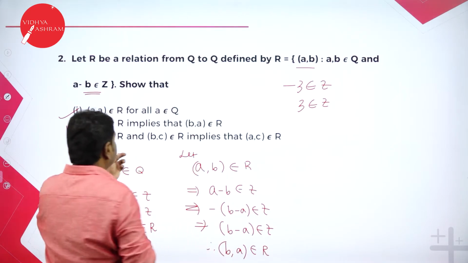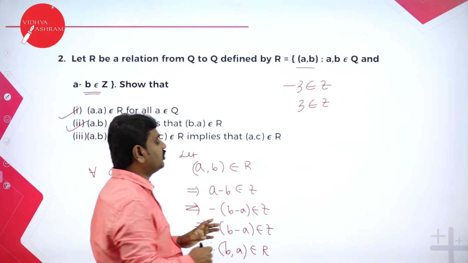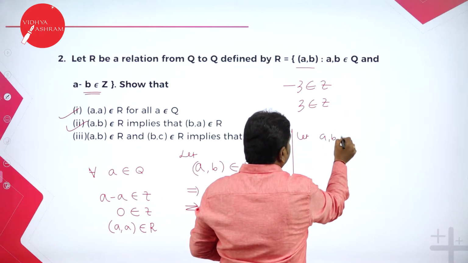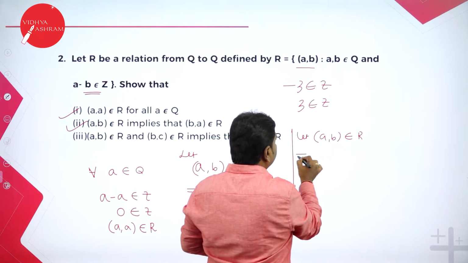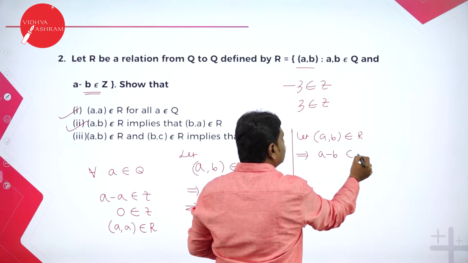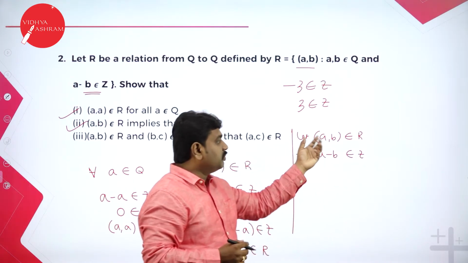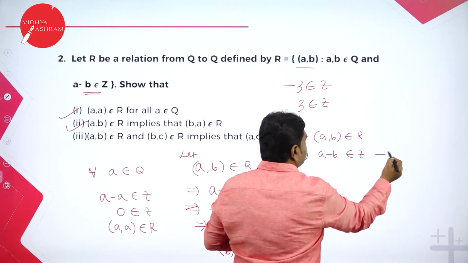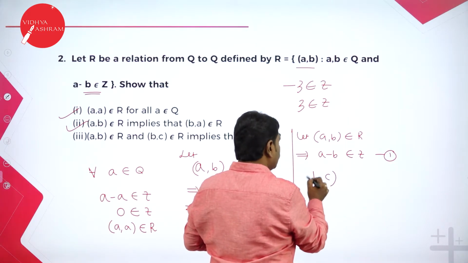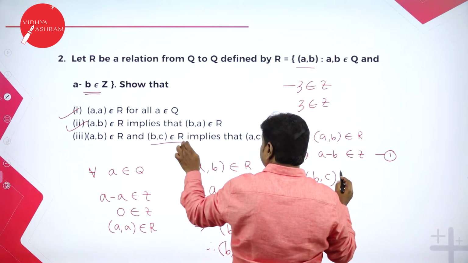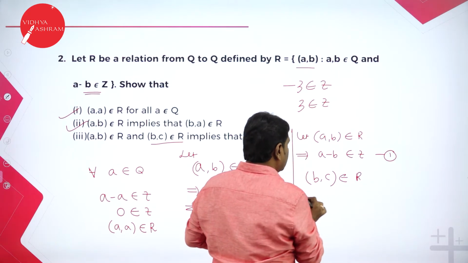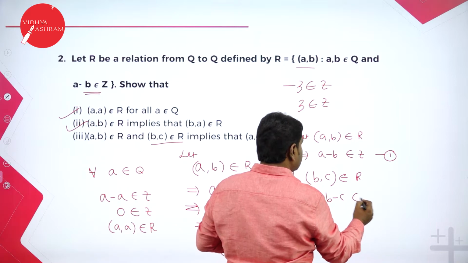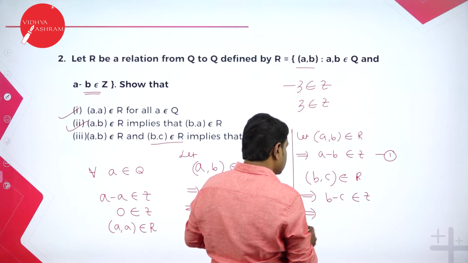Then they told (A, B) belongs to R and (B, C) belongs to R. They wanted to prove (A, C) belongs to R. So let us take what is given. (A, B) belongs to R, I'll take. That implies A minus B belongs to Z. How did I get this? (A, B) belongs to R means A minus B belongs to Z. This is given in the problem. Now call it 1. Now (B, C) belongs to R. That implies B minus C belongs to the integers. Call it 2.